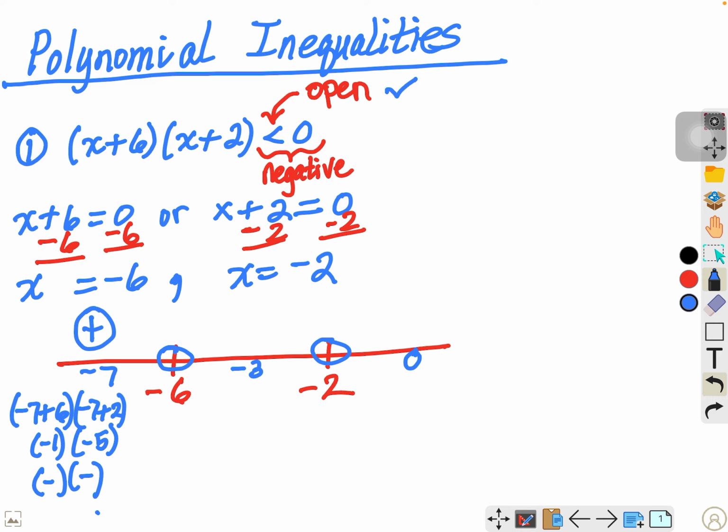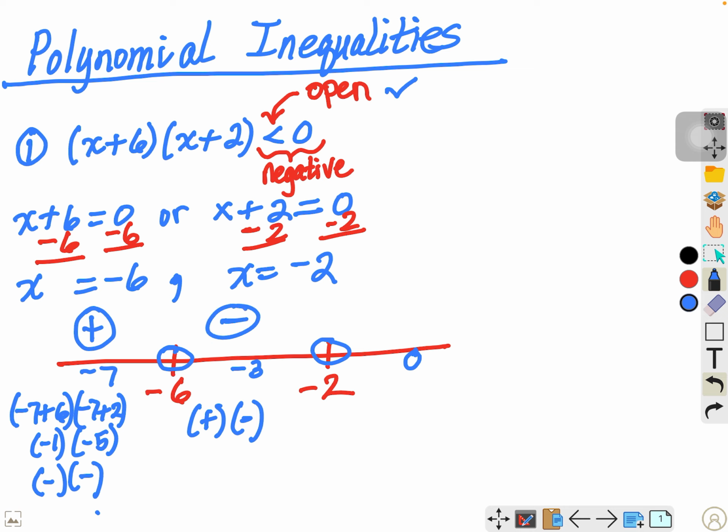And generally, these regions alternate. So if we started with positive here on the left, I expect a negative in the middle and a positive on the end. But we're going to test now with plugging in -3. So -3 plus 6, 6 minus 3, that's going to be a positive. And then -3 plus 2, that's going to be a negative. 2 minus 3 is a negative. A negative times a positive is going to give me a negative.